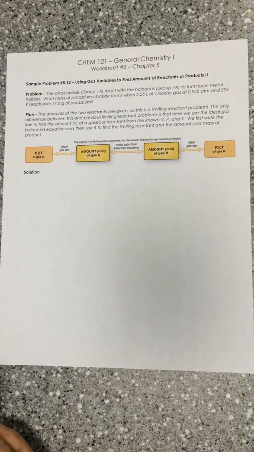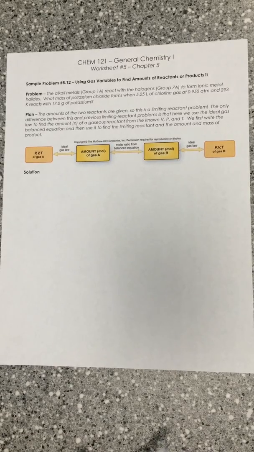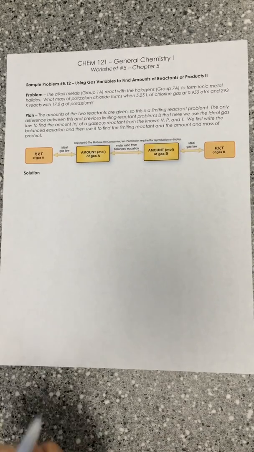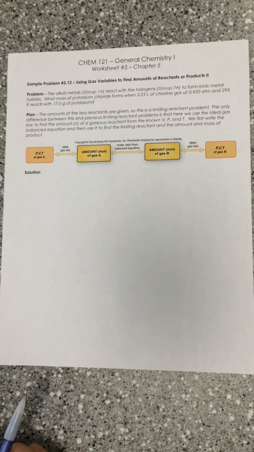Our last problem here in Chapter 5 really puts everything together. It puts everything from Chapter 2: we have to put names into formulas. Chapter 3, formulas into balanced chemical equations. And then we have to think about limiting reactant.